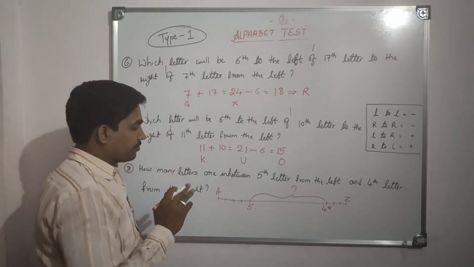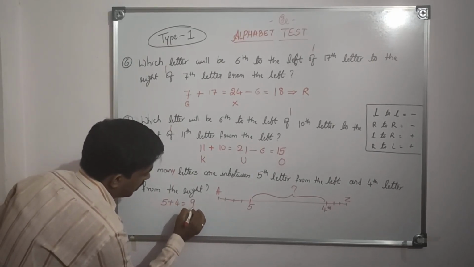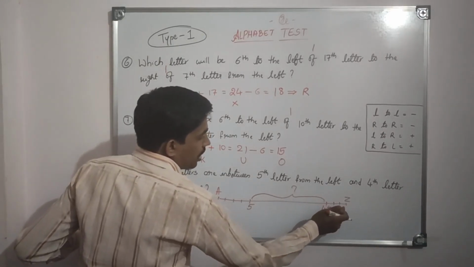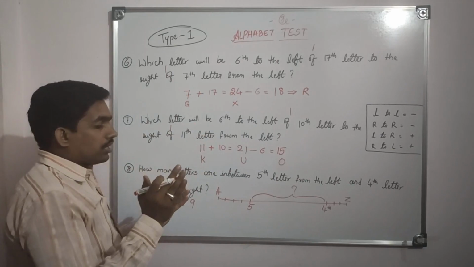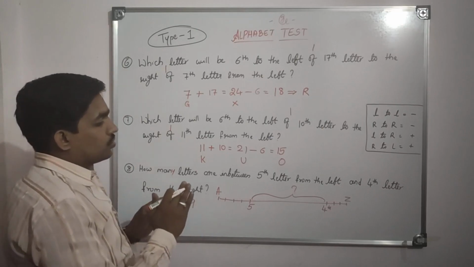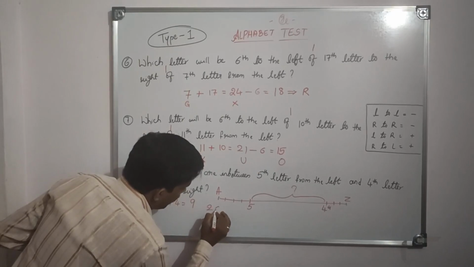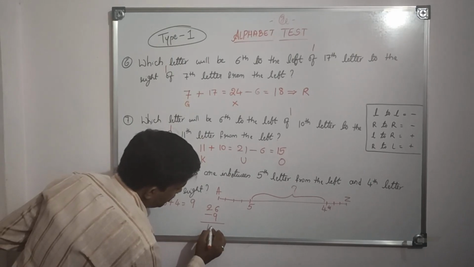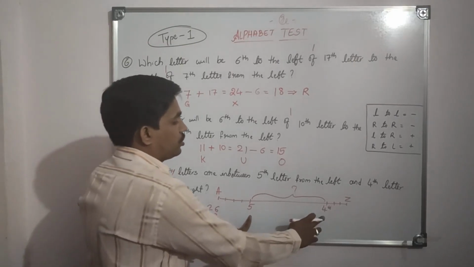So how we can solve this? Just you have to add 5 plus 4, that is 9. Okay. So here 5 are removed and here 4 are removed. They are asking in between. From here to here, in between how many letters are there? 9. So what we have to know? So how many letters are there? Total 26 letters. 26 minus 9. What is 26 minus 9? It is 17. So there are 17 letters in between these two letters.